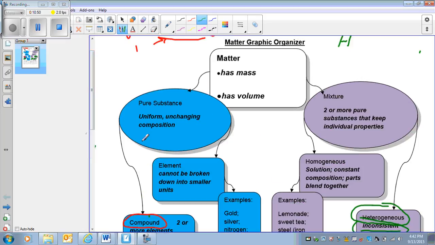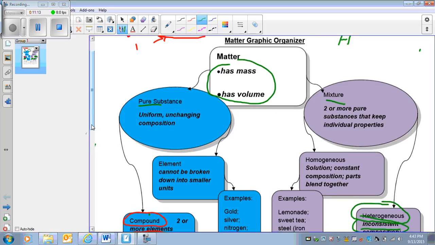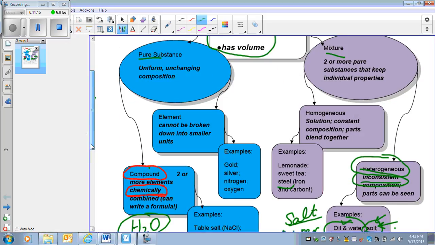So in summary, we learned about the classification of matter. You need to know the definition of matter. You need to know the two types of matter, pure substance and mixture. Pure substance is further divided into element and compound, and mixture is divided into homogeneous and heterogeneous. If you do understand it, you need to complete the bottom half of the page and show it to me in class.